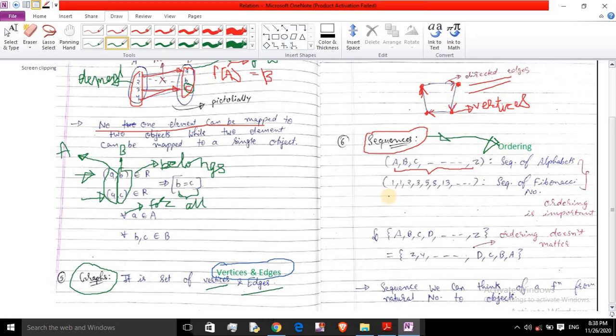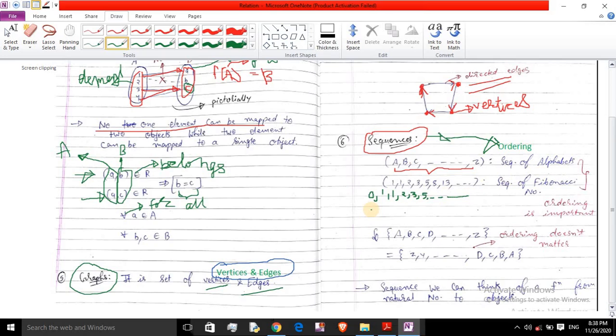There is a sequence of Fibonacci numbers. What is a Fibonacci number? It starts from 0. Then there is a 1. We add these two numbers together, 0 plus 1 is 1, we put here 1. Then again we add the previous two numbers, 1 plus 1 is equal to 2, and then 2 plus 1 is equal to 3. Then we again add these two numbers, 3 plus 2 is equal to 5. This is a series, it never stops, it goes on like this. This is a sequence of Fibonacci numbers.